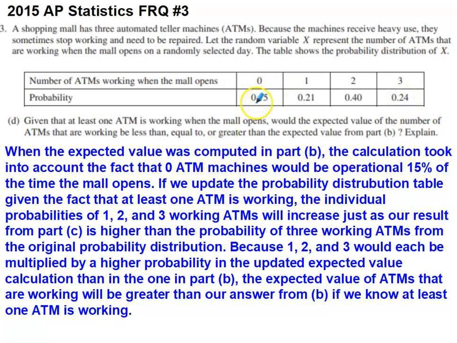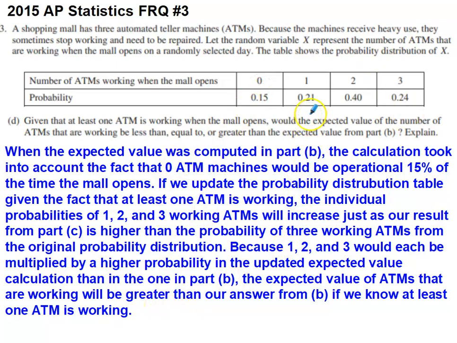If this column is not a possibility because we know that at least one ATM is operational, we're going to have our expected value increase, because if we did a calculation similar to part C for the probability that one ATM is operational given at least one is working, or the probability 2 are operational given at least one is working, these values are also going to increase slightly from the original table because this is eliminated as a potential possibility given that at least one is working. Our expected value is definitely going to increase because of that. So I've got all that mentioned here.